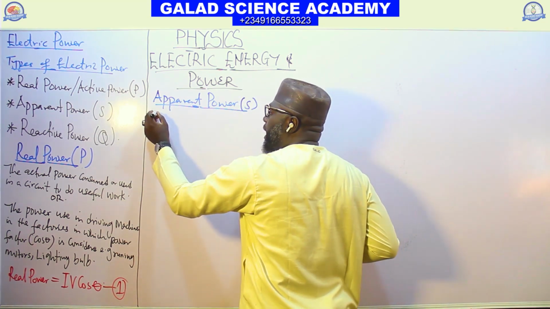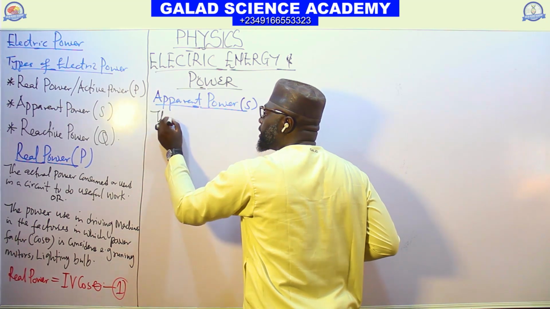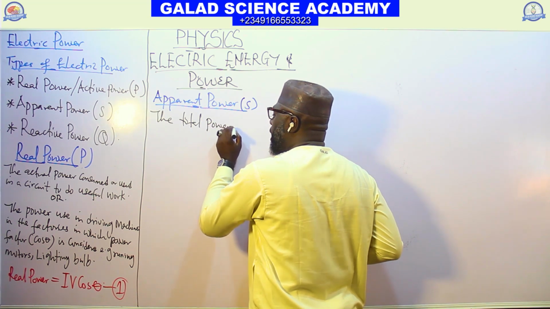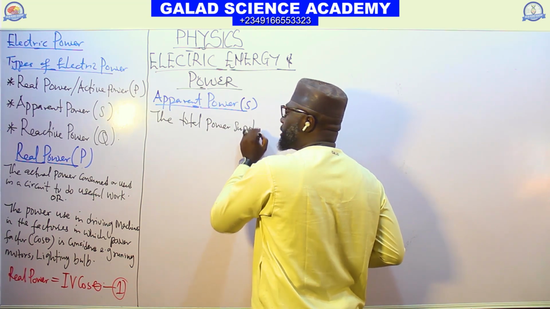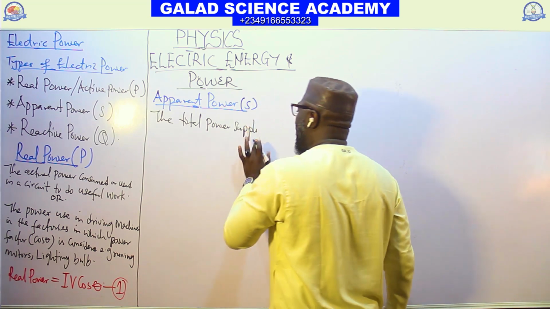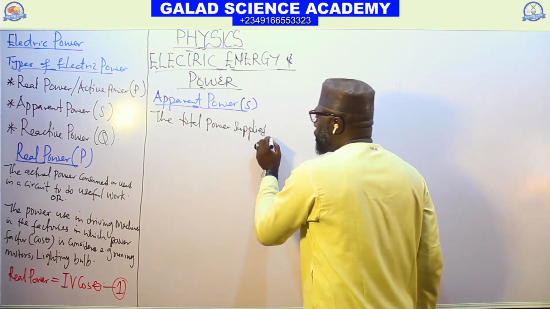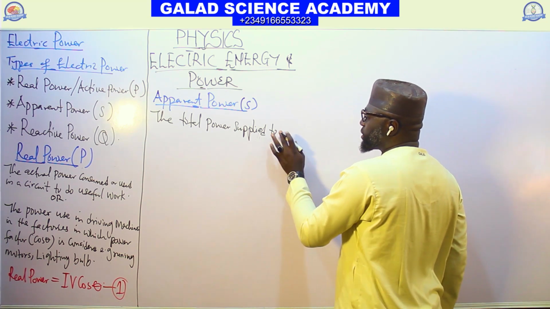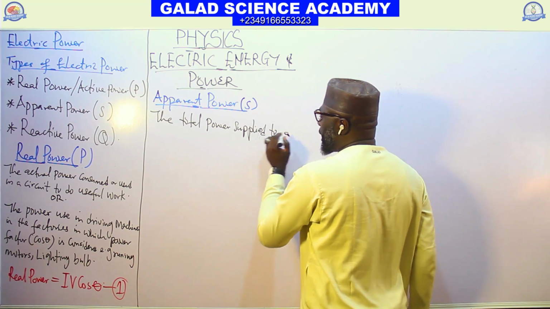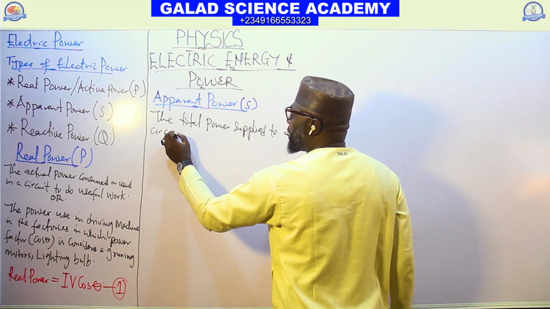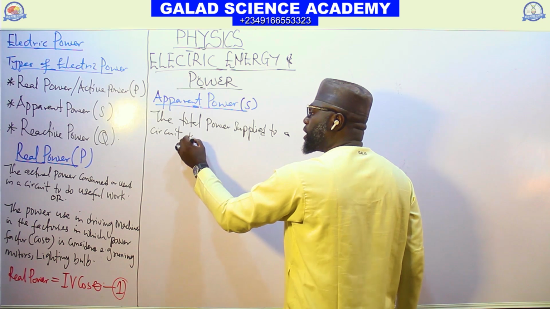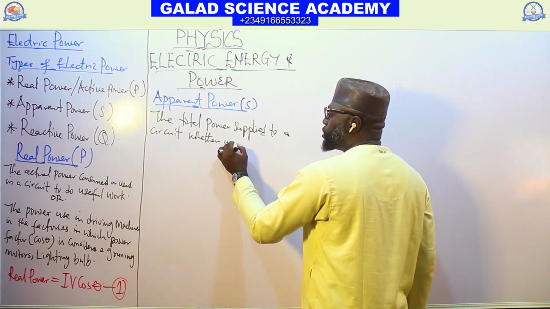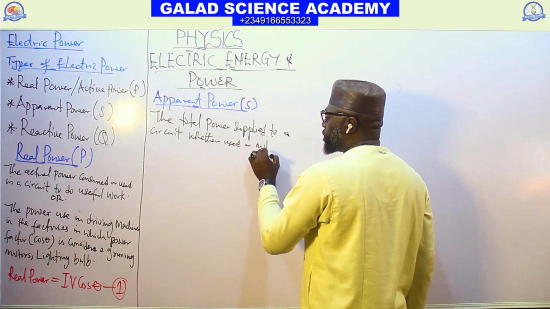The apparent power is the total power supplied to a circuit, whether used or not.